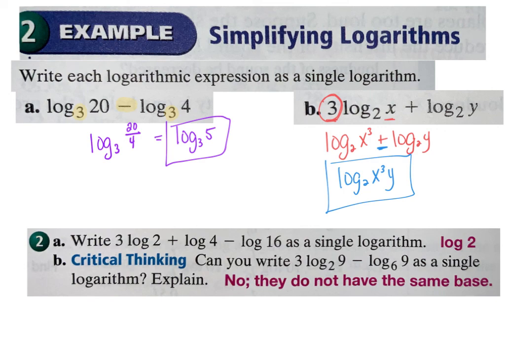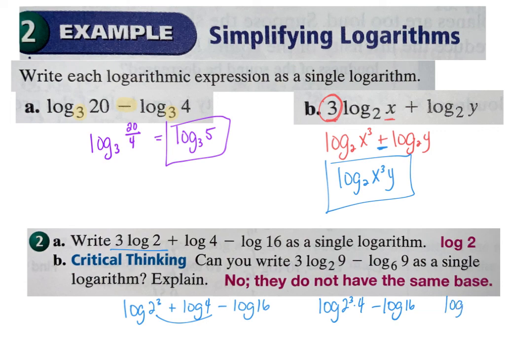Does anybody need to see this one right here? Okay, so I'm going to condense this part, log 2 cubed. I'm going to bring that up. Then I'm going to multiply these. So I have log of 2 cubed times 4. And then I'm going to divide log of 2 cubed times 4 divided by 16. When you take 2 cubed, that's 8. 8 times 4 is 32. 32 divided by 16 is 2.